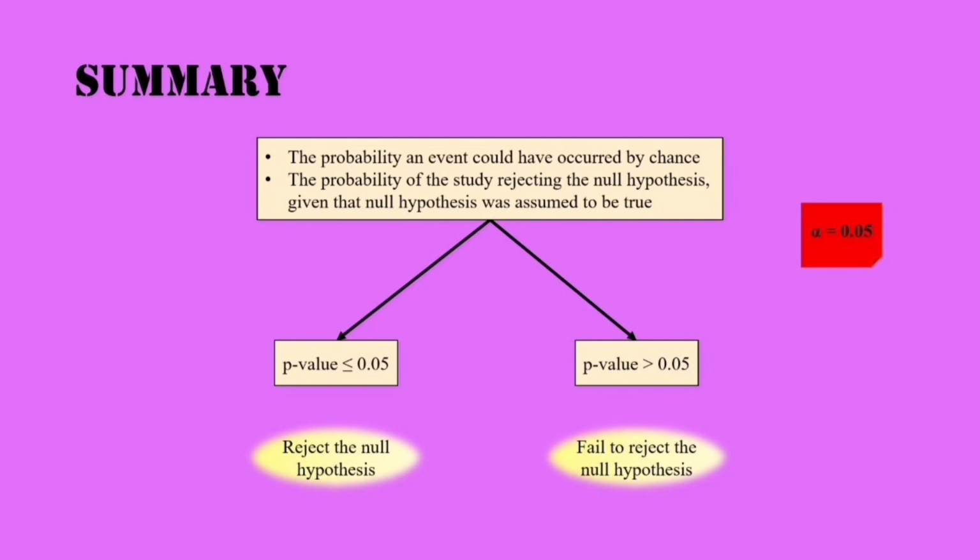So, in summary, the significance level is the probability an event could have occurred by chance, or the probability of the study rejecting the null hypothesis given that the null hypothesis was assumed to be true. The significance level is also known as alpha. Alpha is 0.05. If the p-value is less than or equal to 0.05, the conclusion reached is to reject the null hypothesis. If the p-value is more than 0.05, the conclusion reached is to fail to reject the null hypothesis.